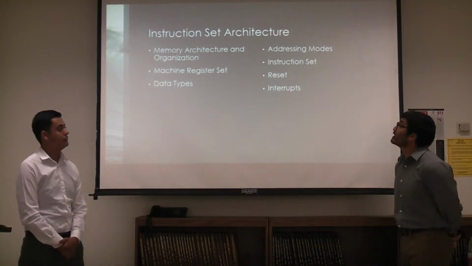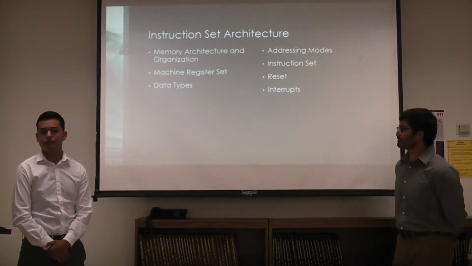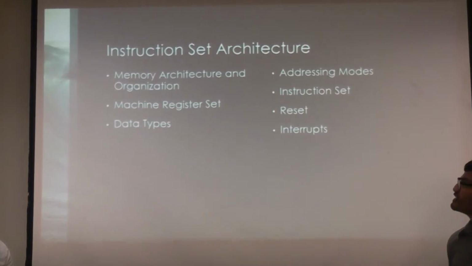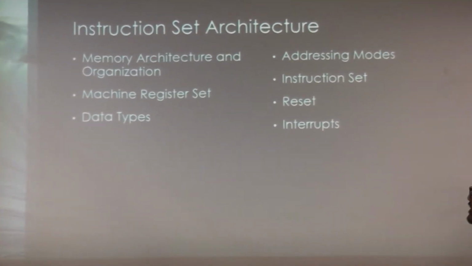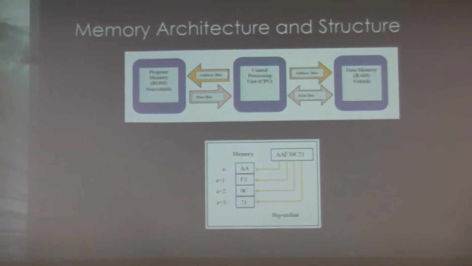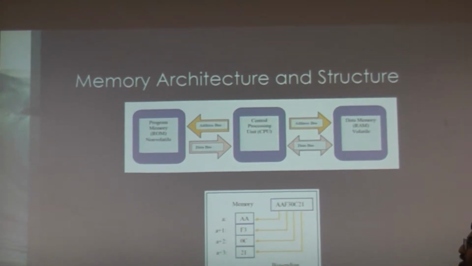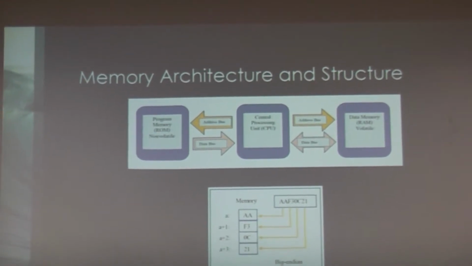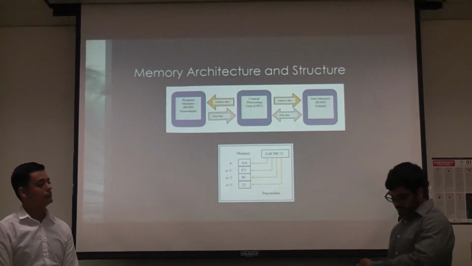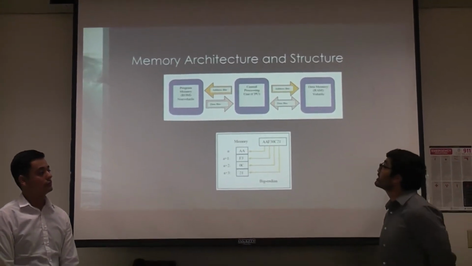Here is an overview of the instruction set architecture. We have the memory architecture and organization, machine register set, data types, addressing modes, instruction set, reset, and interrupts. Here we have the memory architecture and structure. The DigiCore M32 processor implements the Harvard memory architecture, where instructions and data have separate storage and signal pathways.